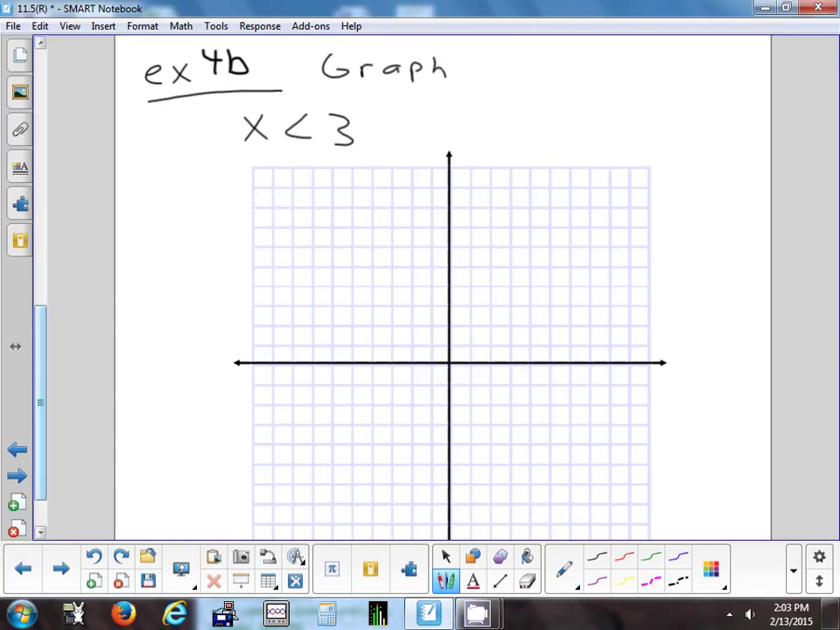All right. How about this one? X is less than 3. Everybody tell me what I'm going to do first. Marcus? You're going to put 3 on the x-axis. Yep, 3 on the X. Which way is 3? To the right. Okay. Now what? The line's going to be going up and down. Yep, up and down. What kind of line? It's going to be a dotted line.